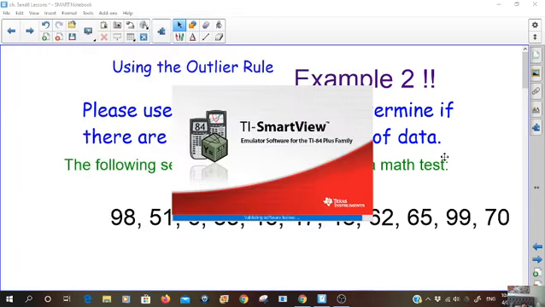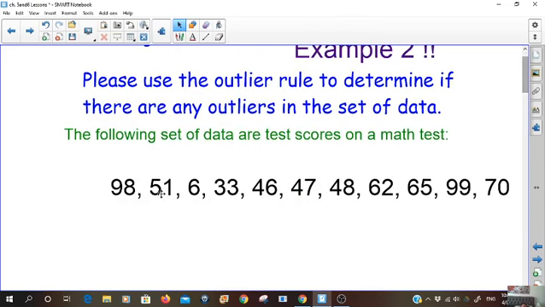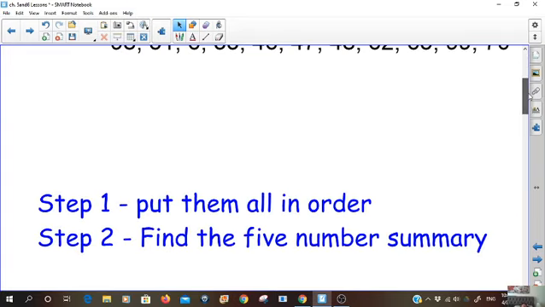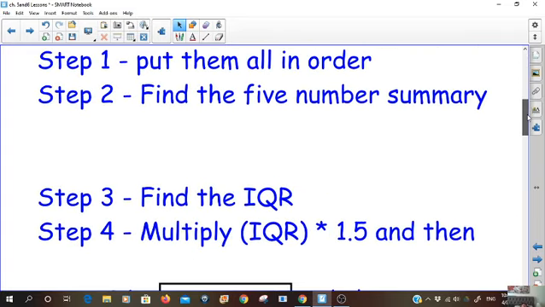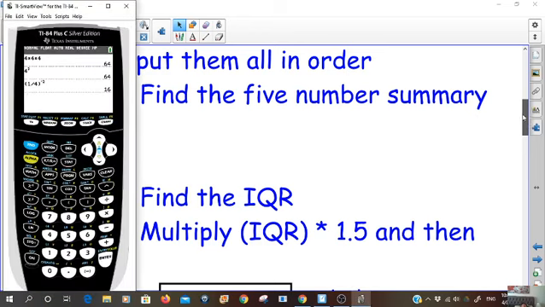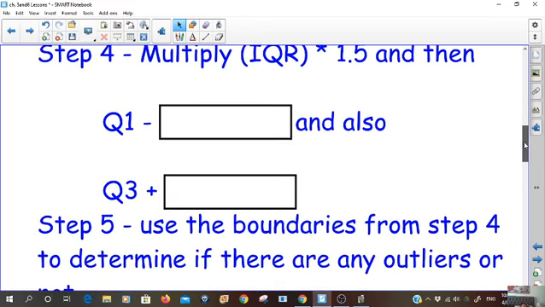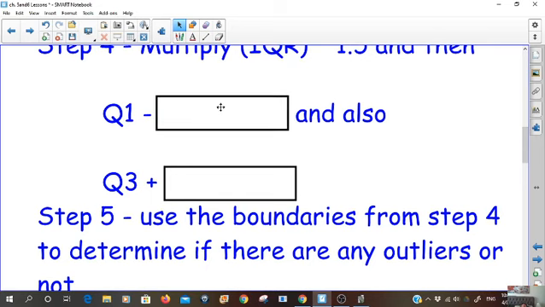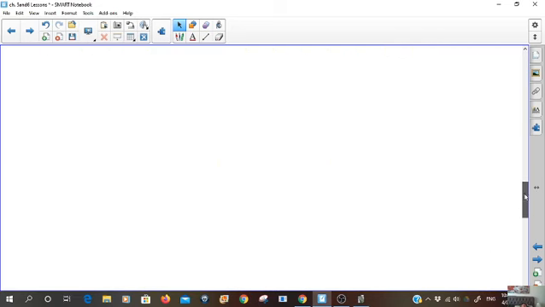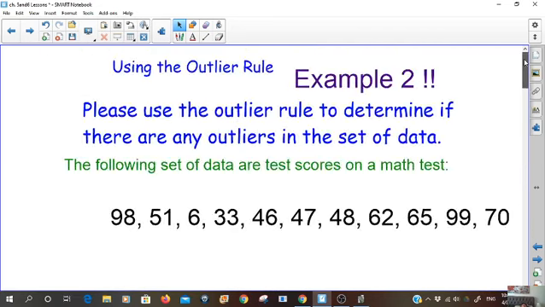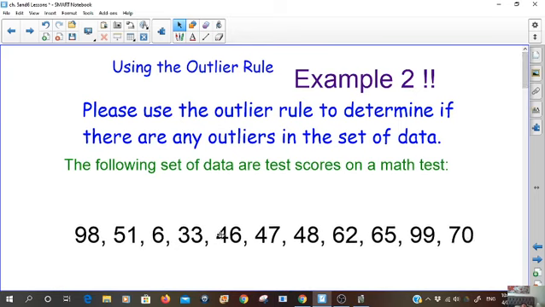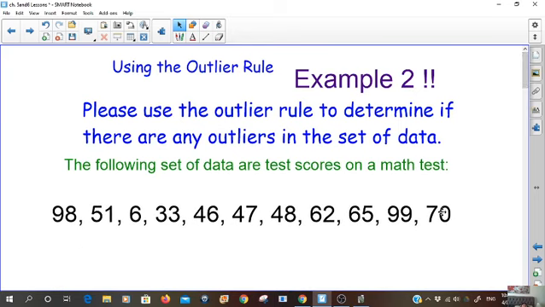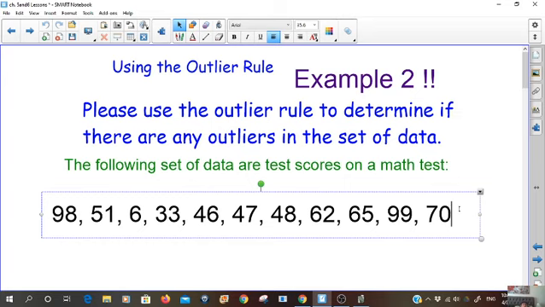And so you guys get started on example 2 while this loads. You're going to basically take these numbers and put them in order from least to greatest. Find the 5-number summary. Find the IQR times 1.5, and then do our outlier rules. So you guys are going to do that with this set of data right here, while I show everybody else how to do it on the calculator.